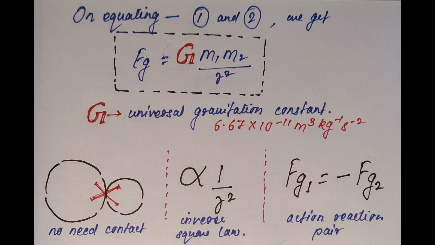where G is the universal gravitational constant, which is the same throughout the universe. The characteristics of gravitational force are: first, gravitational force does not need any contact between bodies. It can act at a distance. Second, it obeys the inverse square law. Third, it forms an action-reaction pair. So now you get it, friends. What is gravitation?